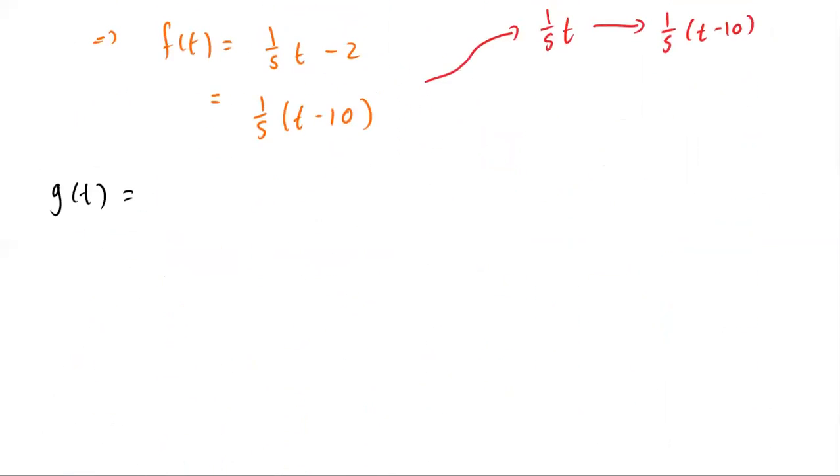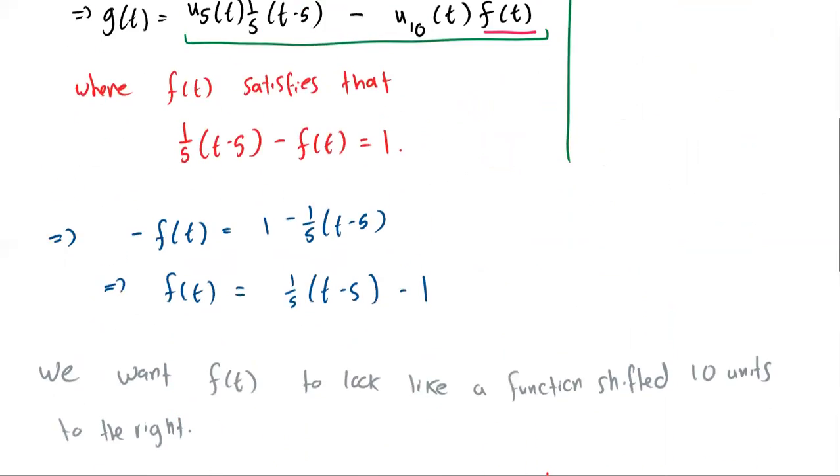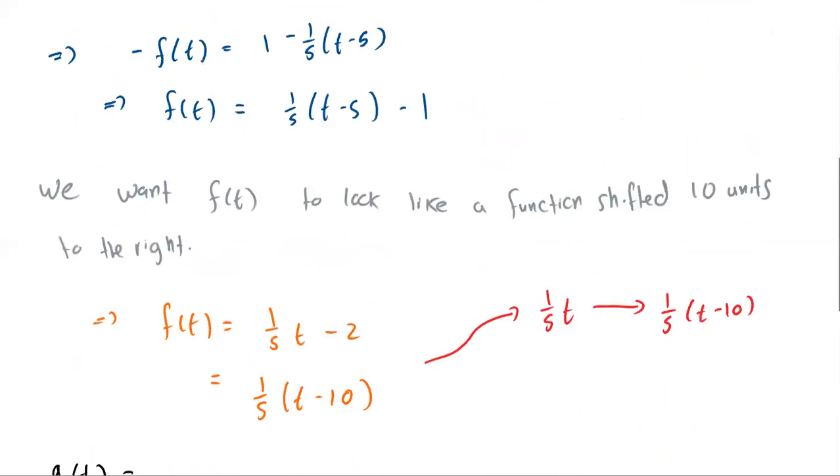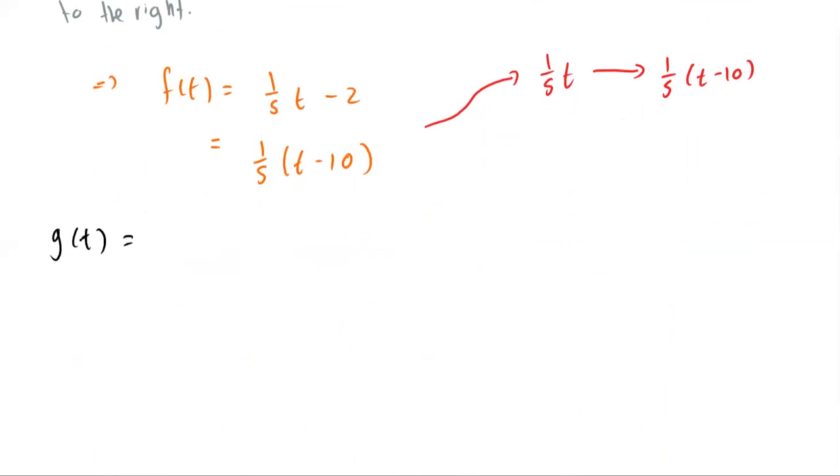Sometimes it might be hard to do this last step where you convert your function into something that looks like a function that's been shifted. But for the most part, you're going to be fine. Especially for the problems in this class, it should be fine. Okay, so what's g of t? It's u sub 5 of t times 1/5 t minus 5, minus u sub 10 of t times 1/5 t minus 10.